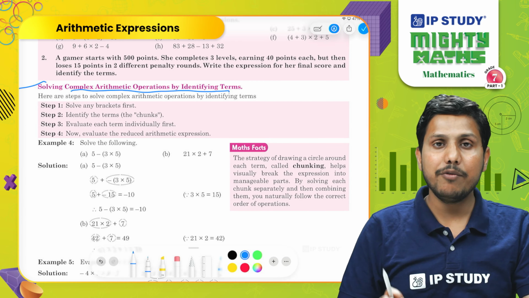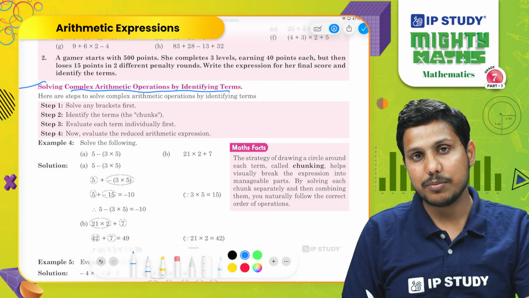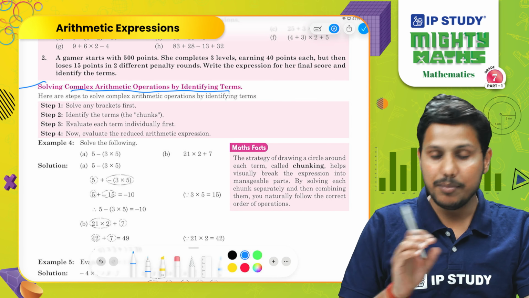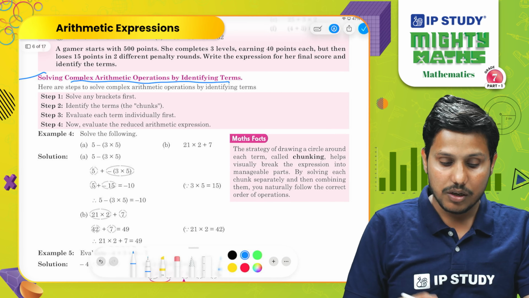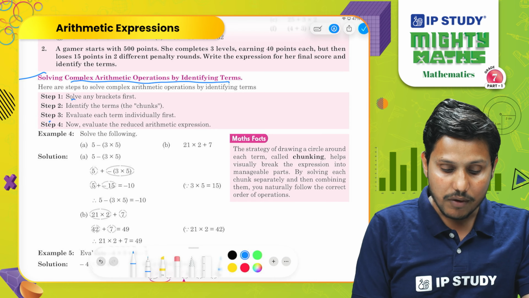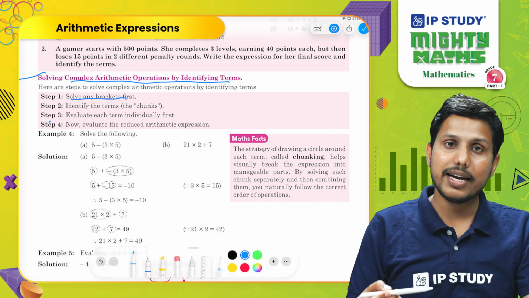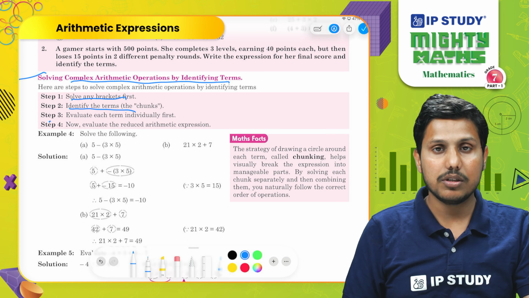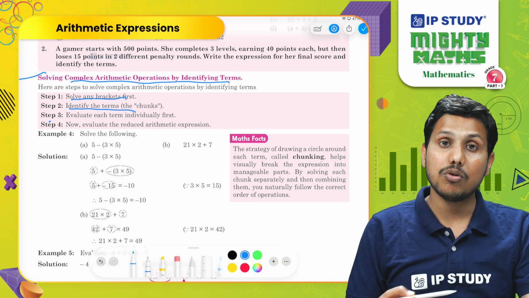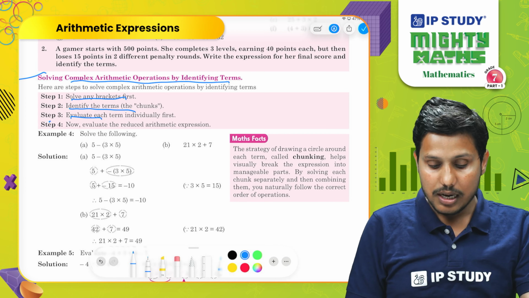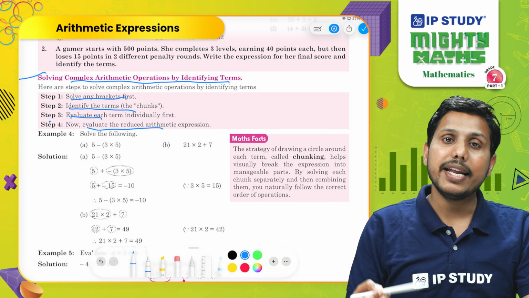When we have to solve a complex arithmetic expression, we have to identify terms in order to solve them easily. Here are steps which will help us to solve a complex arithmetic expression. Solve any bracket first. If you have any bracket in the expression, you have to solve that first. Identify the terms, which are often called chunks. Evaluate each term individually first. Now, evaluate the reduced arithmetic expression.